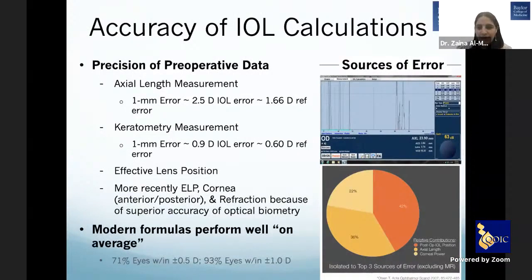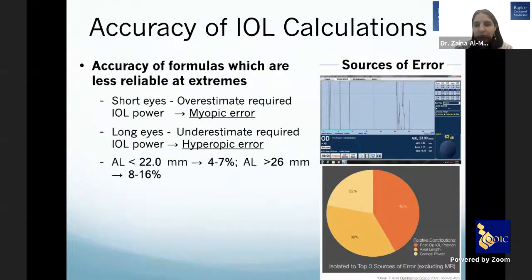If you have an error in your axial length measurement of about 1 millimeter, you can get a 2.5 diopter error, which translates to about 1.66 refractive error. Keratometry is a little bit less, but still significant. And of course, effective lens position. In the past, axial length used to be the problem, but with excellent optical biometry now, it's really effective lens position, cornea, measurement of true corneal power, and refraction that could be the results of error.